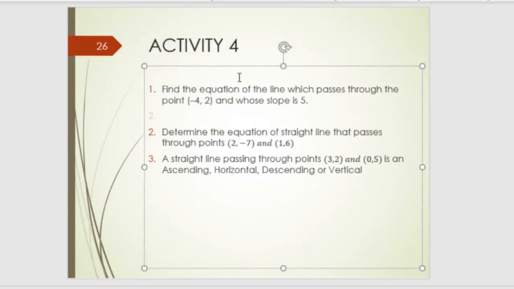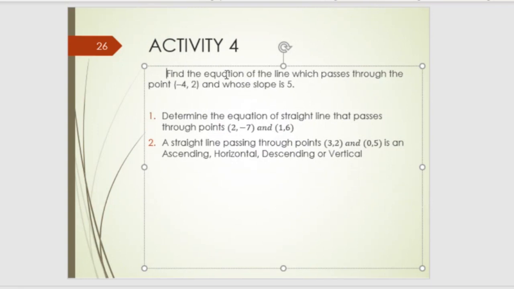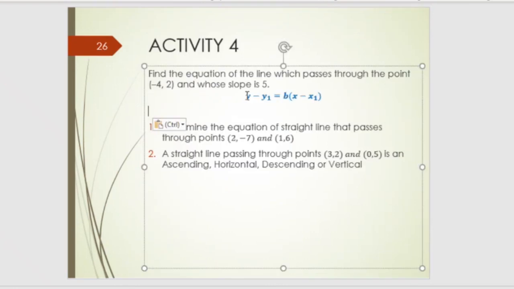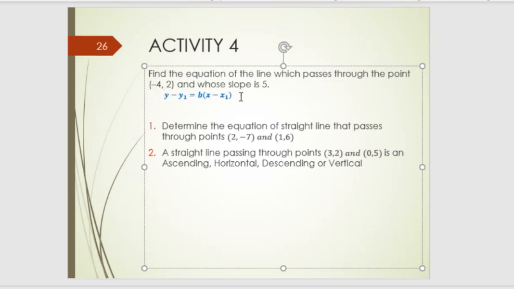Let's see this one. Find the equation of the line which passes through the point -4, 2, and the slope is 5. I mean, you have only 1 point, so you can use this formula to calculate that. The value of m is equal to 5, and y1 is 2, and x1 is minus 4.